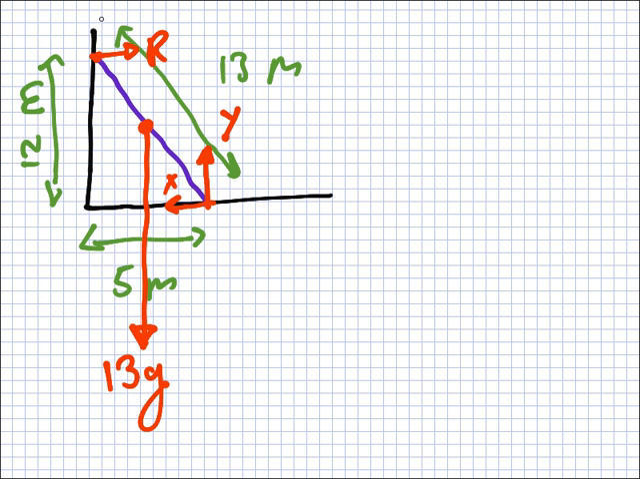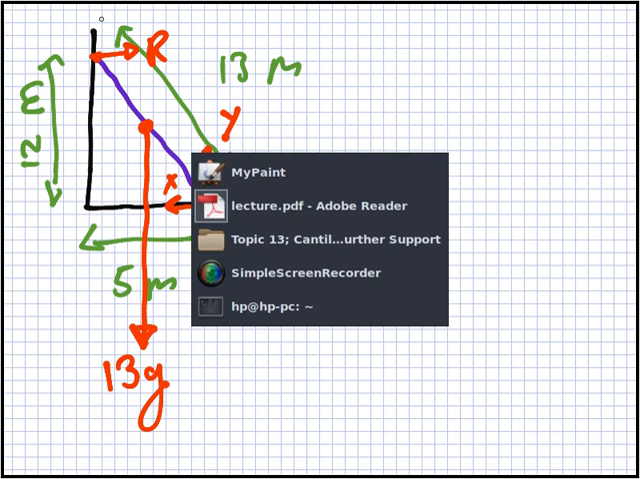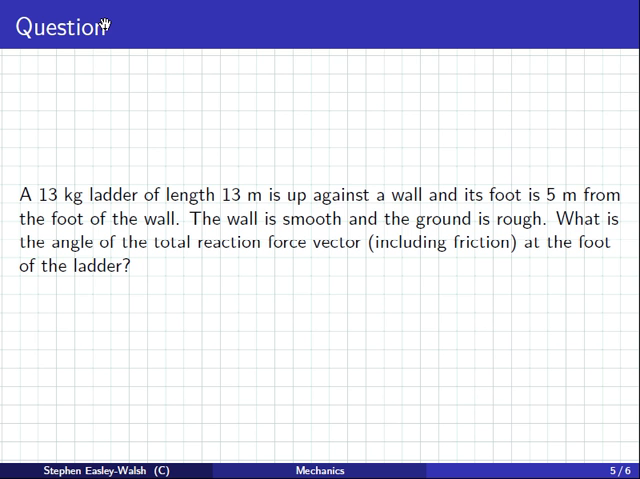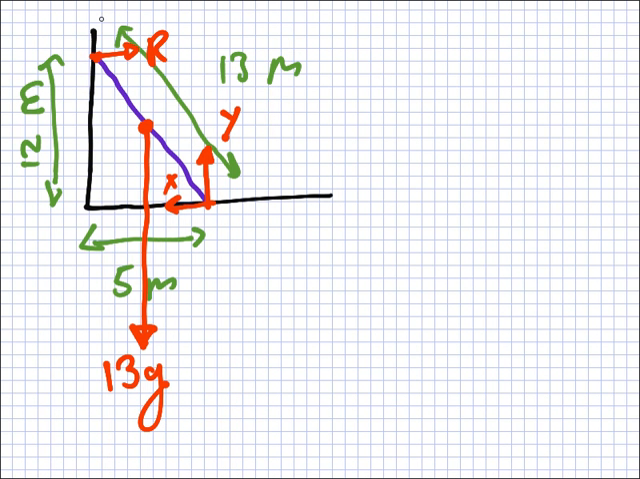Okay? What do I need to calculate here? I want to calculate the angle of the reaction force at the foot of the ladder. In other words, I want to calculate this angle here. So, let me draw this again, X, Y, S. I want this angle here. So if I want this angle, what will I need to know? I'll need to know X and Y.